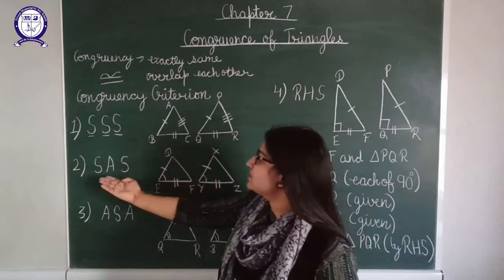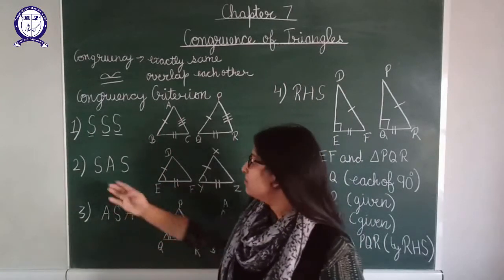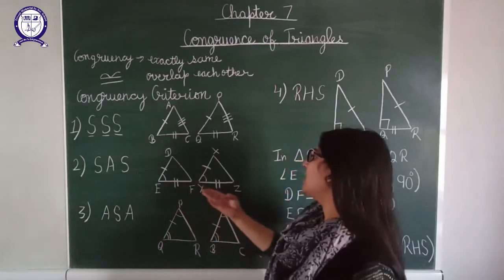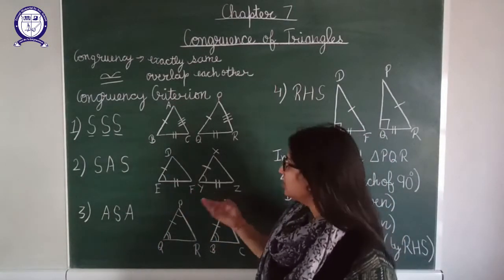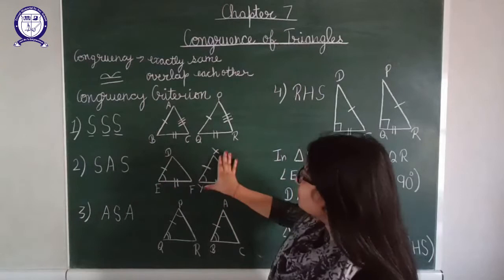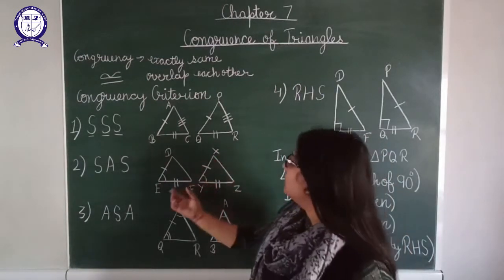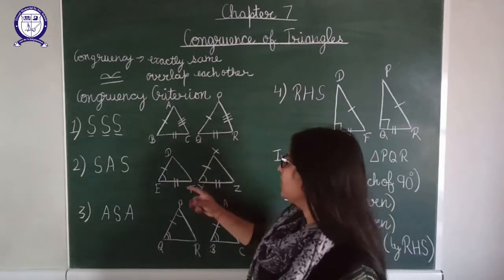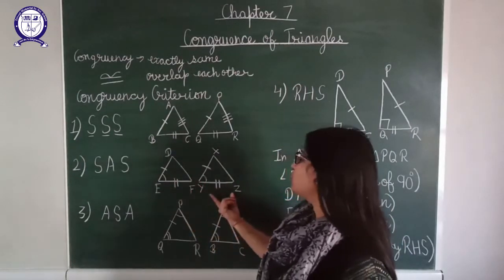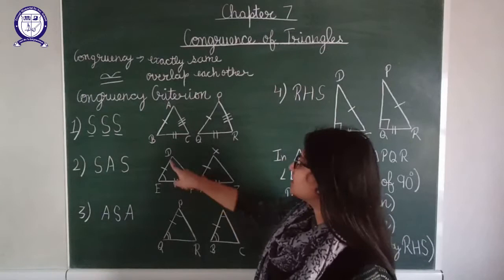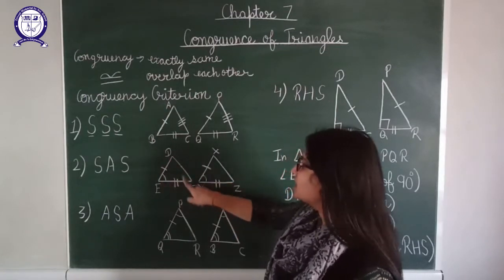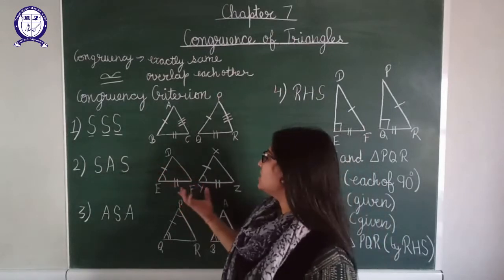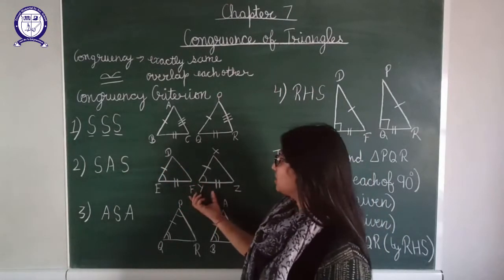Now the next criteria is SAS criteria, meaning side, angle, side. So in triangle DEF and triangle XYZ, side DE is equal to side XY. Angle E is equal to angle Y. EF is equal to YZ. So by SAS, side, angle, side, these two triangles are congruent to each other.